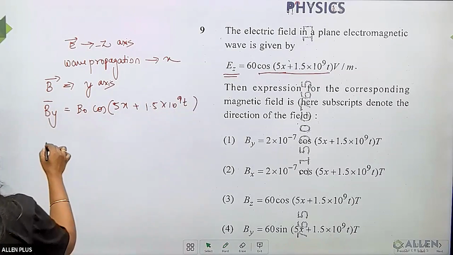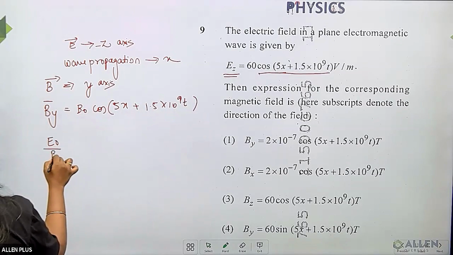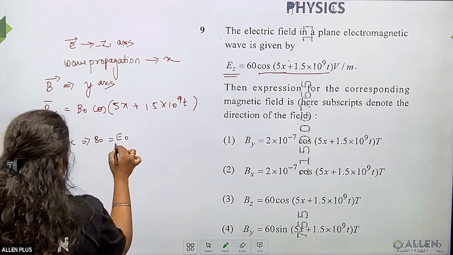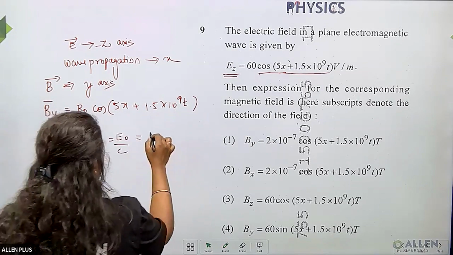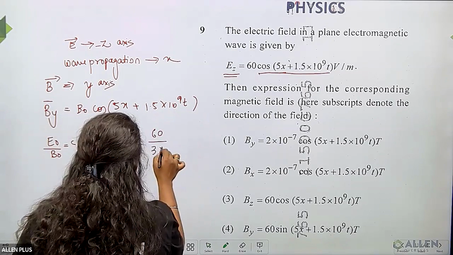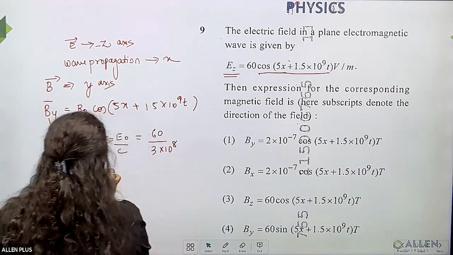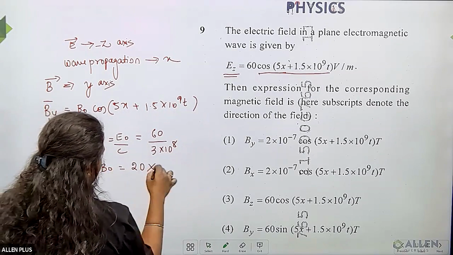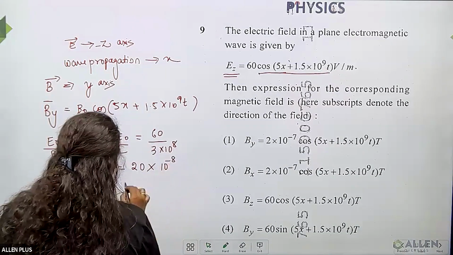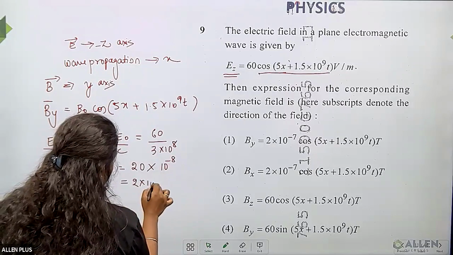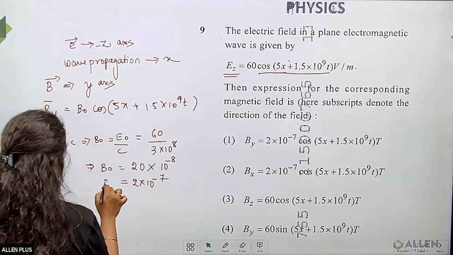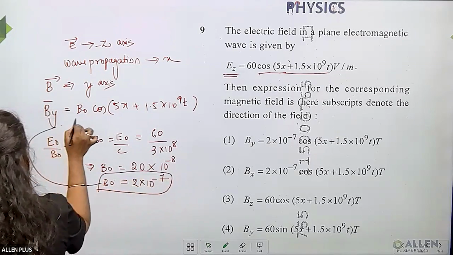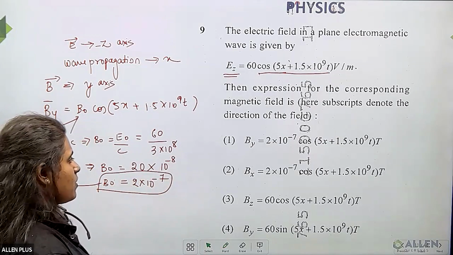How would you find the value of B naught? E naught by B naught is equal to C. From here I can write B naught is equal to E naught by C. What is the value of E naught over here? 60 divided by 3 into 10 to the power 8. You can get B naught is equal to 20 into 10 to the power minus 8, or can be written as 2 into 10 to the power minus 7. So substituting this value in this particular equation, I get my answer.